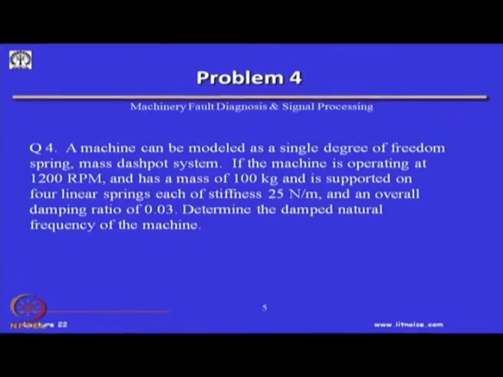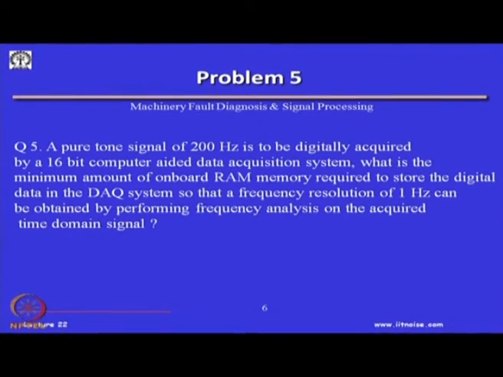Now, we will come to two other classes of problem, which is on computer aided data acquisition. So, coming to the fifth problem, this says a pure tone signal of 200 hertz is to be digitally acquired by a 16-bit computer aided data acquisition system. What is the minimum amount of onboard RAM, that is random access memory, required to store the digital data, so that a frequency resolution of 1 hertz can be obtained by performing analysis on the acquired time domain signal.